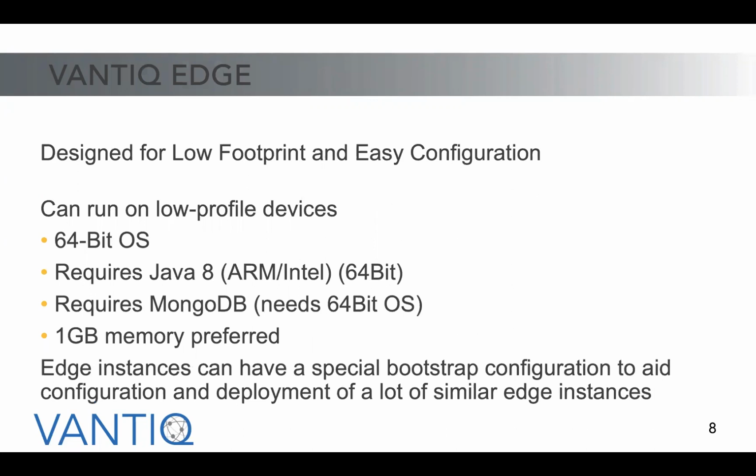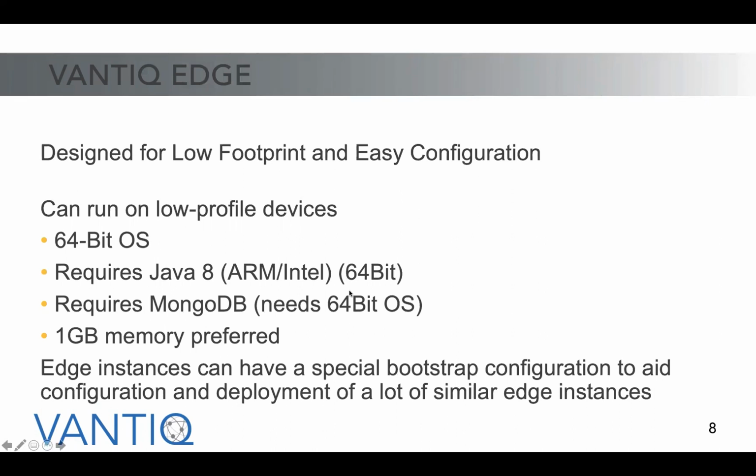So Vantiq Edge is designed to run close to where the event generation is happening, so that the processing can have low latency. The minimum specs for it to run are a 64-bit OS. We require Java 8 to run, and because MongoDB requires 64-bit to run, we also have the 64-bit requirement. And the minimum is 1 gig of memory. More is better.